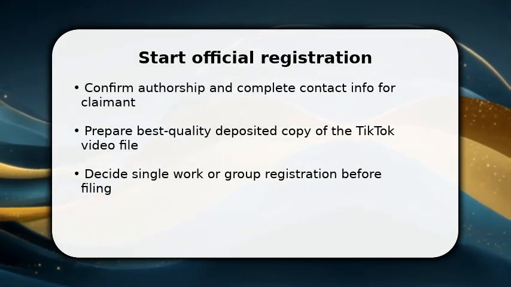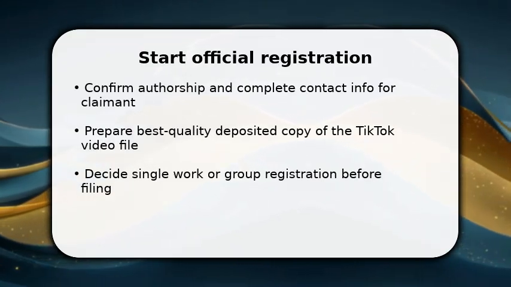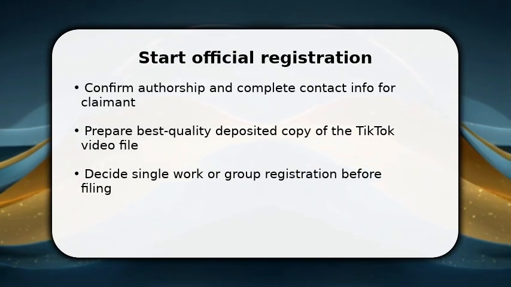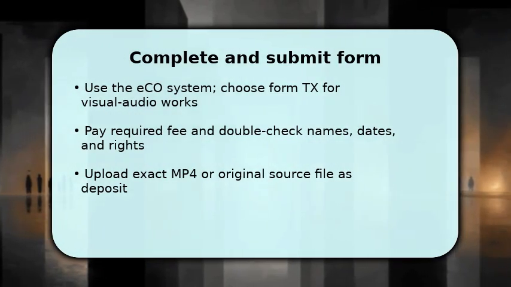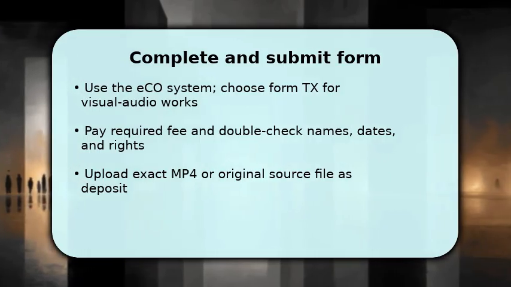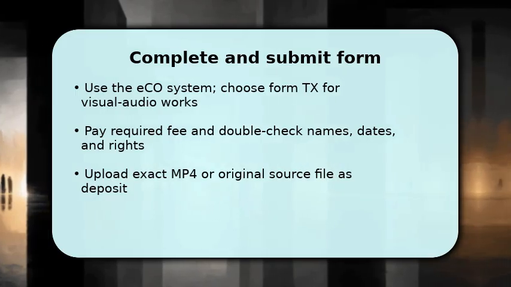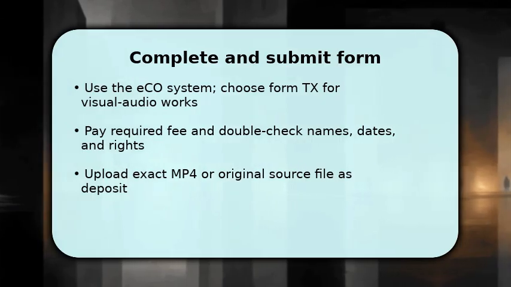Complete the online application form with claimant and author details, then upload the deposited copy. This creates the legal record that you'll rely on later. Once in the ECO system, pick Form TX for audiovisual works and fill every field accurately. Mistakes delay protection. Explain your ownership, author, uploader, transfer history if any, and whether you're claiming new or published work.